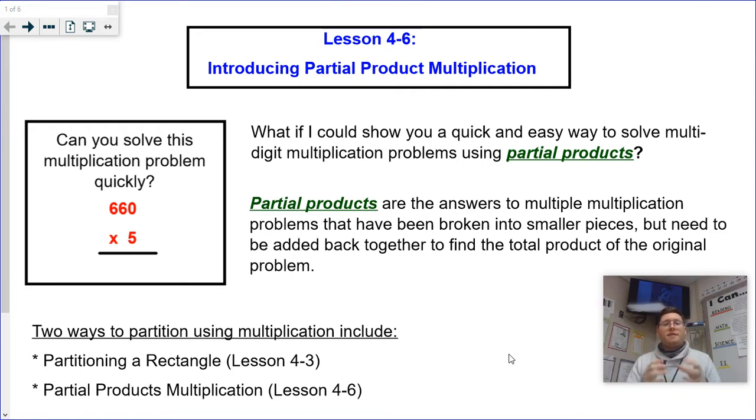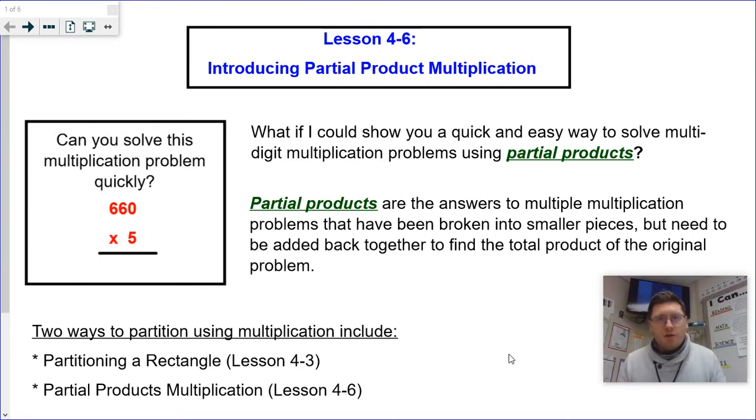Today's lesson is lesson 4-6, introducing partial product multiplication. When we talk about partial product multiplication, it's very similar to lesson 4-3 when we partitioned rectangles, right? We're taking a larger multiplication problem and making it smaller.